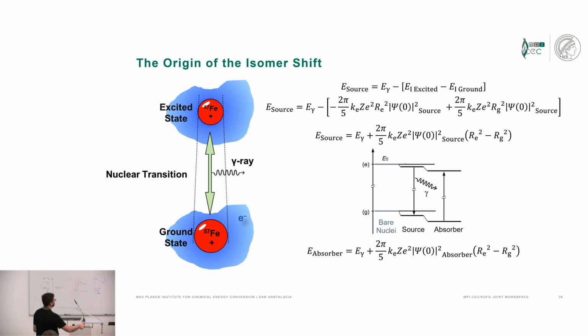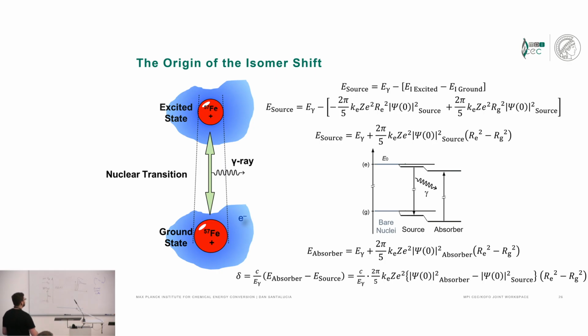We can do the same game for the absorber, source, absorber. The only difference is now the wave function corresponds to the absorber, okay? But the radii of the nuclei are the same. And then we can get to the isomer shift, which is the difference in energy between the absorber and the source.